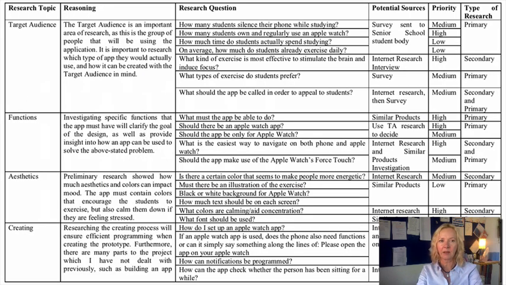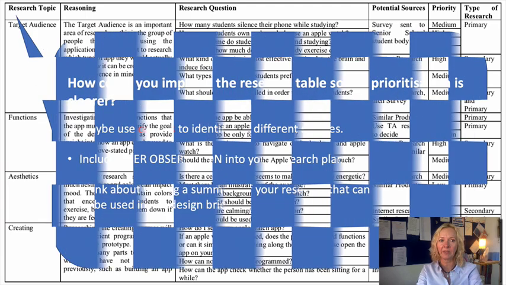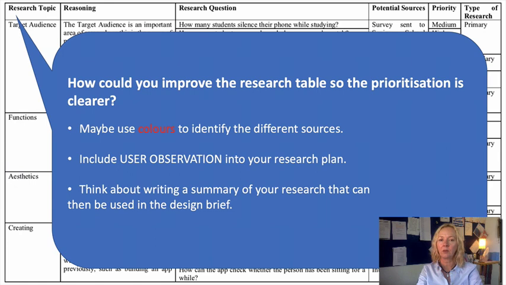Here's another example of the research. I'll just let you have a look at it. There's a lot of words there, and I think the table's a bit boring. So maybe think about how you could improve that so that the priorities are a bit clearer. You could maybe use colour to identify the different type of sources.